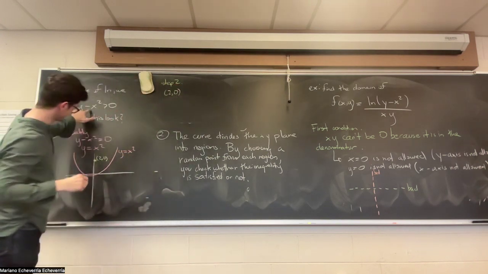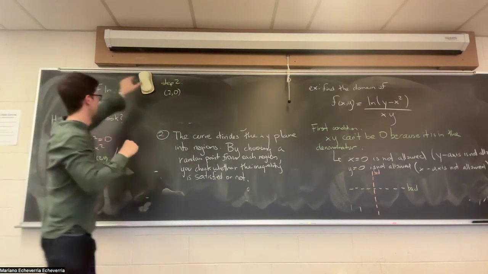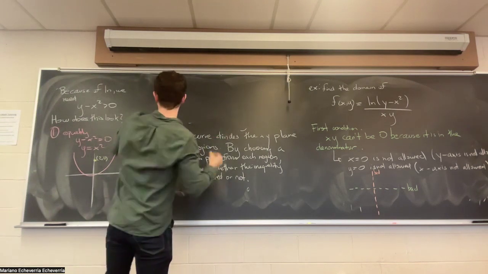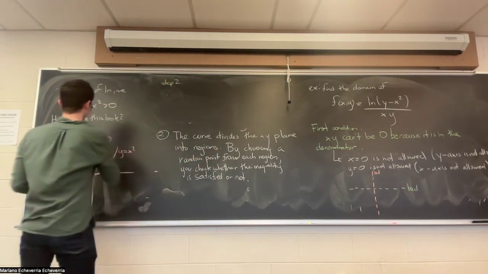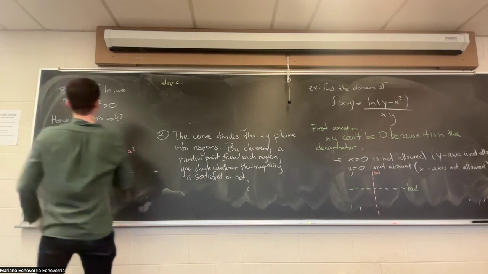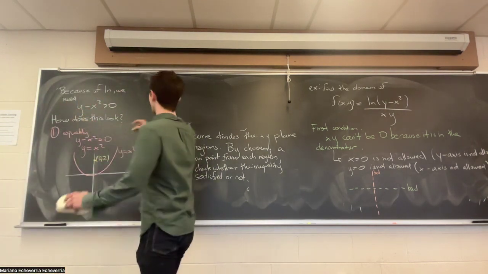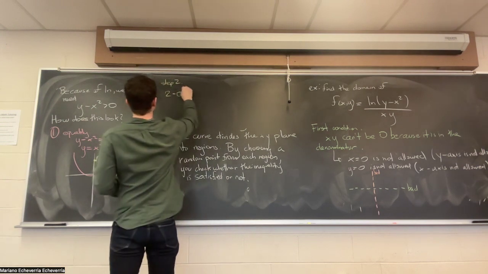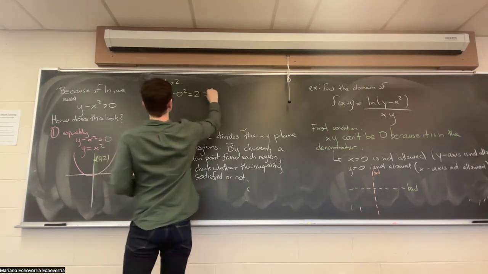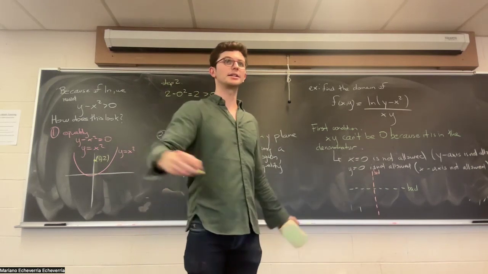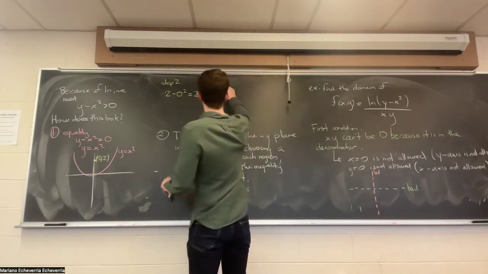Is the inequality satisfied? Sorry, 0,2, I flipped it. So this is 0,2. Does this point satisfy the inequality? Yes or no? What happens when you do 2 minus 0 squared? That's just 2, which is positive, right? So that means that the inequality is satisfied.